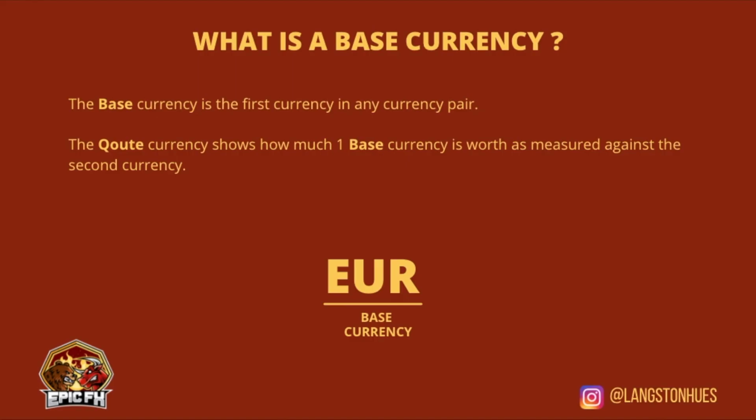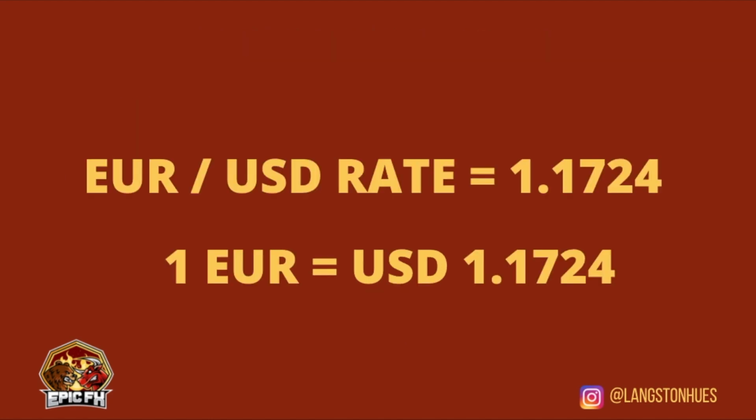What is a base currency? The base currency is the first currency in any currency pair. The quote currency shows how much one base currency is worth as measured against the second currency. For example, if Euro USD rate equals 1.1724, then 1 euro is worth USD 1.1724. Essentially, 1 euro gets you $1.17. The first is known as the base currency, and the second is known as the quote currency.